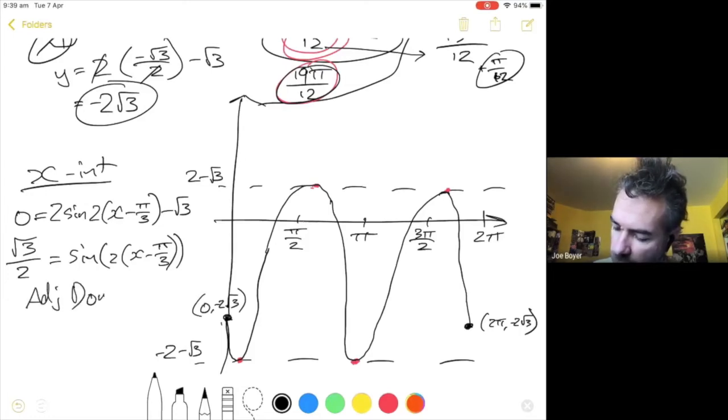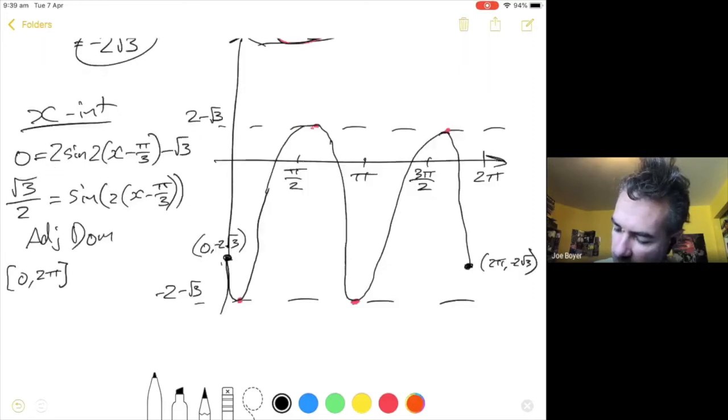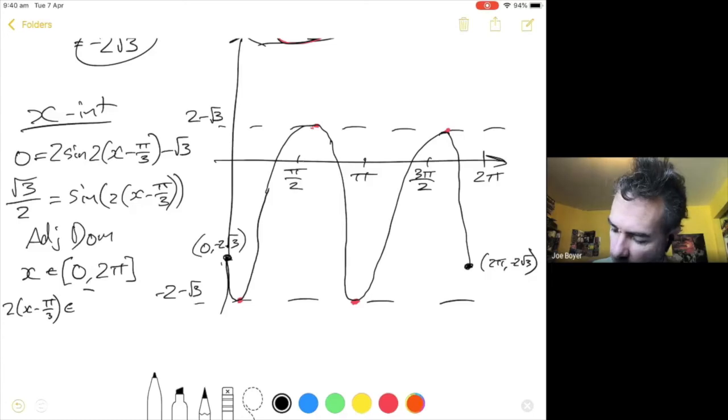It was 0 to 2 pi, but now I have to plug my 0 and my x value in there. So that's the domain of x. Sorry, I'd like to write this in a different way. I just ran out of space. I'll do it properly. X is an element of 0 to 2 pi, which means that 2 lots of x minus pi on 3 is an element of, I'm going to work out what I get when I plug in 0 and 2 pi.